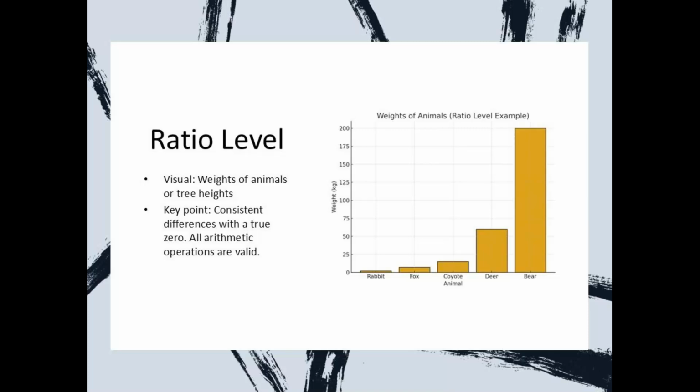Finally, the ratio level. Ratio data are like interval data, but they have a true zero. Examples include height, weight, heart rate, and counts of things. If a tree is 0 meters tall, it truly has no height. And a tree that's 10 meters tall is exactly twice as tall as one that's 5 meters tall. With ratio data, all arithmetic operations, adding, subtracting, multiplying, dividing, are meaningful.